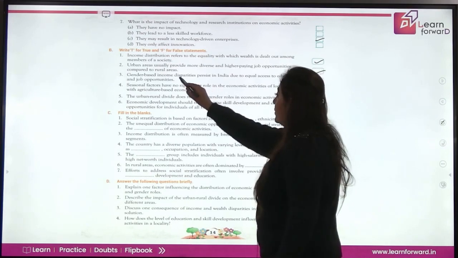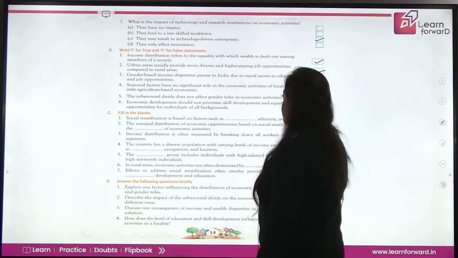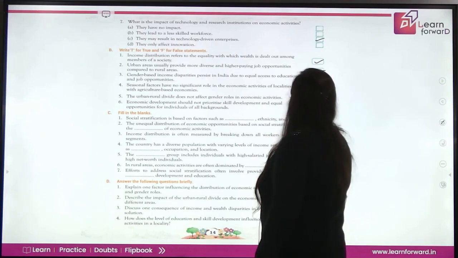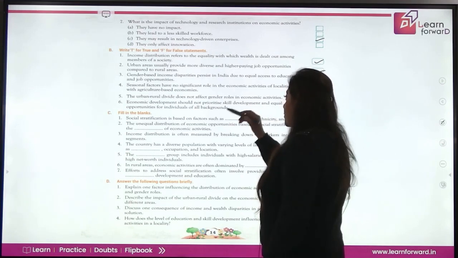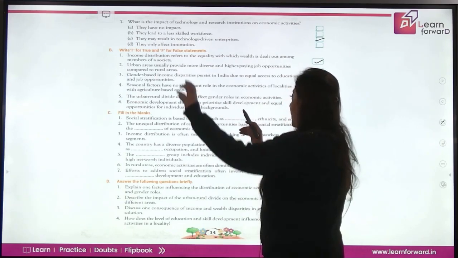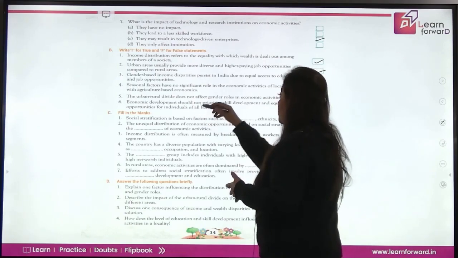Now, gender-based income disparity persists in India due to equal access to education. There is no equal education. Seasonal factors have no significant role in the economic activity. It has, right? The urban-rural divide does not affect gender roles. It does. Economic development should not prioritize skill development and equal opportunities for individuals. So economic development should prioritize it.